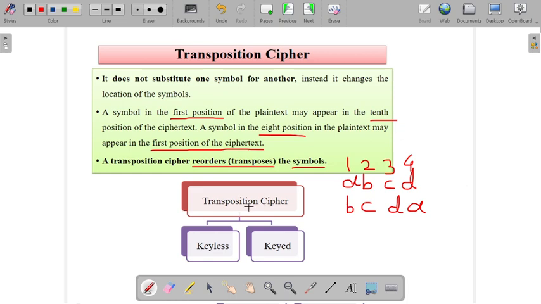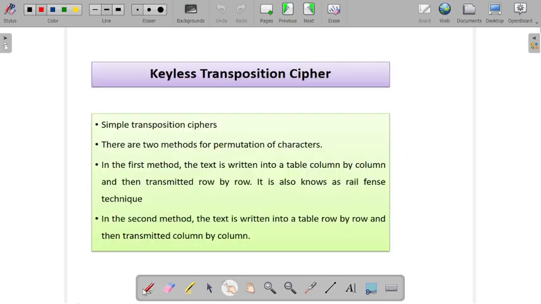A transposition cipher is divided into two parts. The first part is keyless transposition and the second is key transposition. In keyless transposition, the key is not given, but in key transposition, the key value is given, and according to the key value we transpose the characters from plaintext to ciphertext. So there are two techniques for transposition cipher. The first method is keyless transposition cipher, which is called simple transposition cipher.